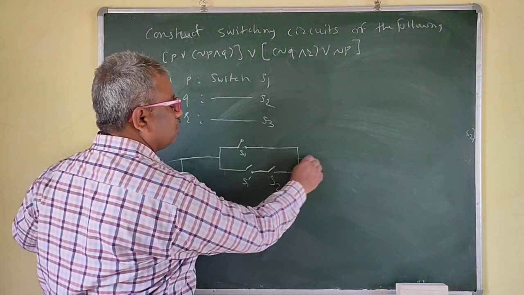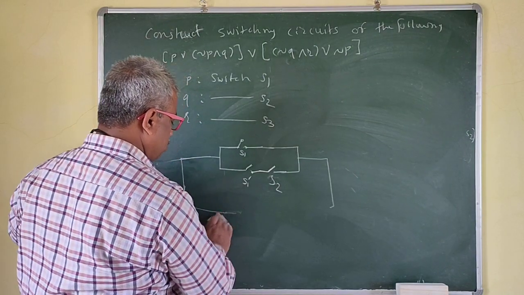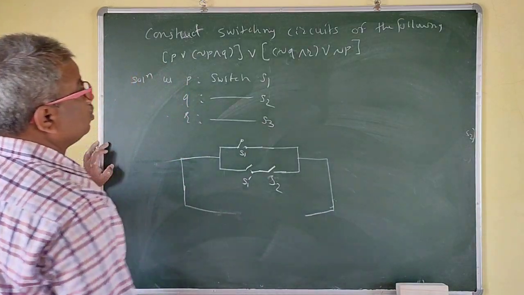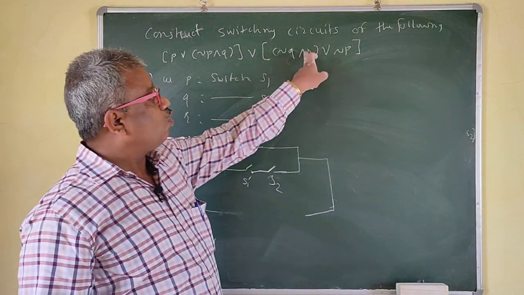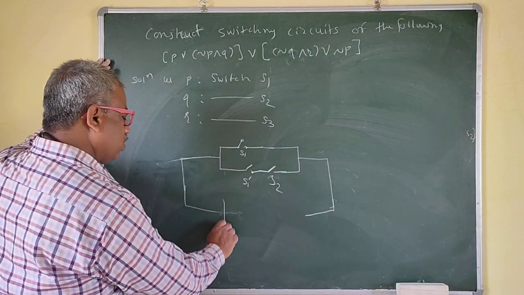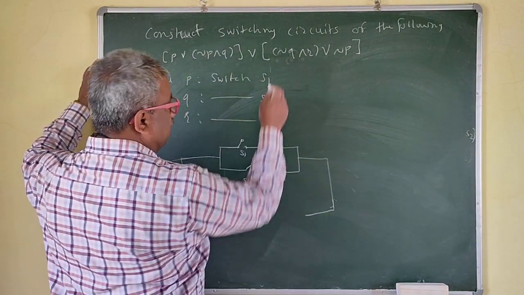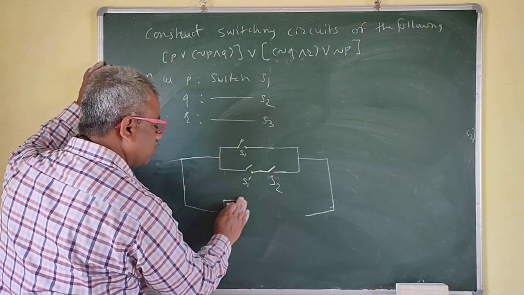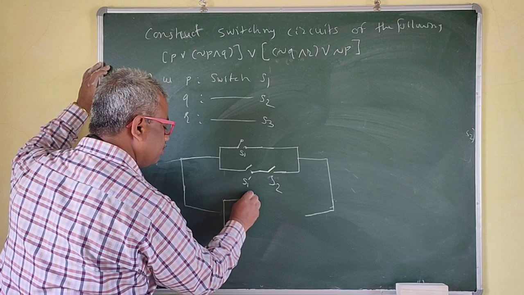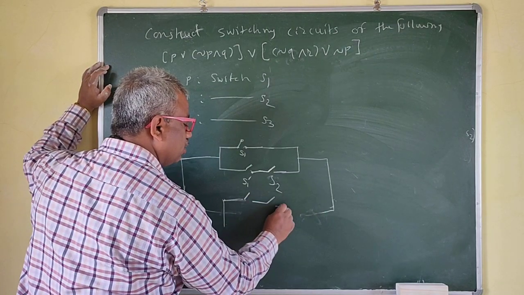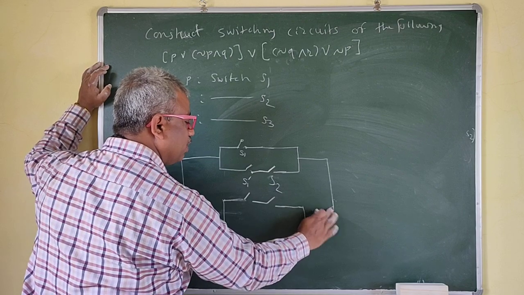Again, this structure is parallel to this one, and in this one, again, these two are parallel. So we'll write this one: negation Q and R in series. There are again two switches here. First we will complete this and then we will write this.